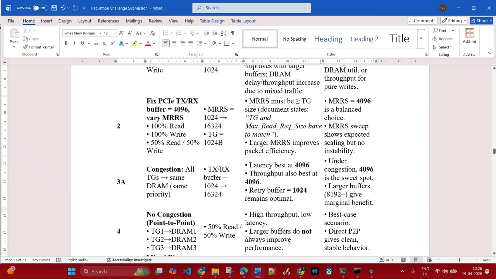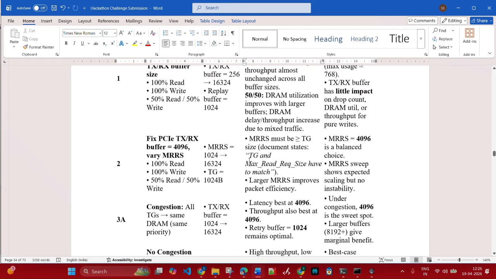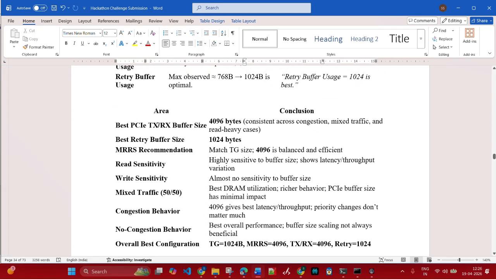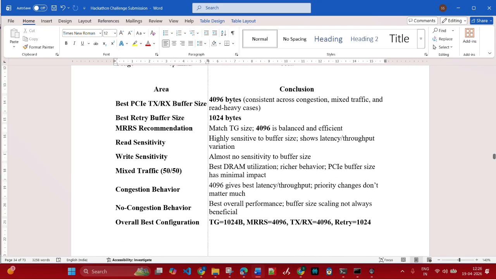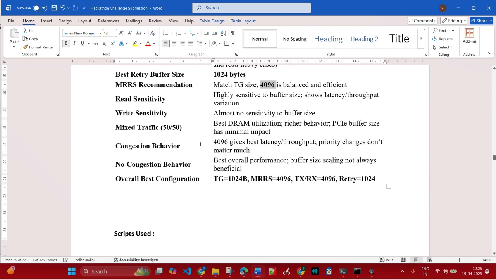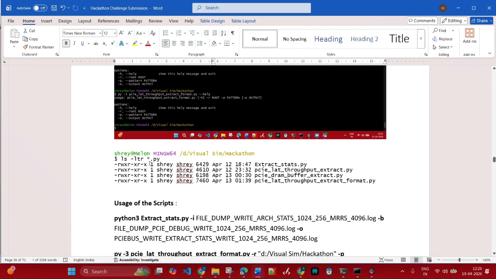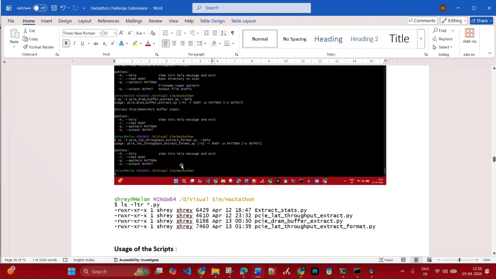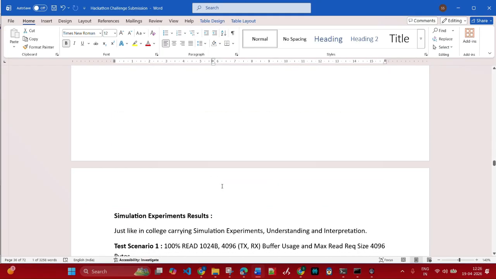Based on these scenarios, I'm fixing all of the values: my best PCI buffer size should be 4096 bytes, retry buffer size should be 1024 bytes, and for MRRS, which is nothing but max read request size, this has to always match the generating TG size. If it is less than that, it cannot accommodate it, or it throws an error in general. I've seen that scenario also, and I've written a few scripts just to extract the values and populate them.